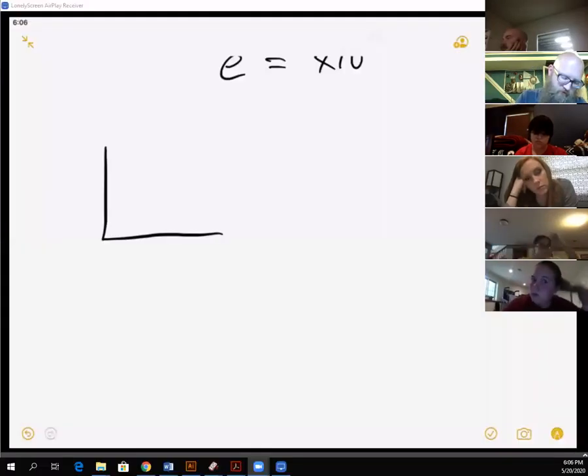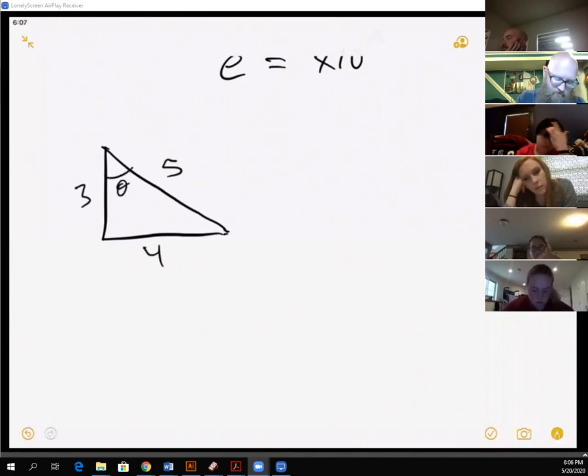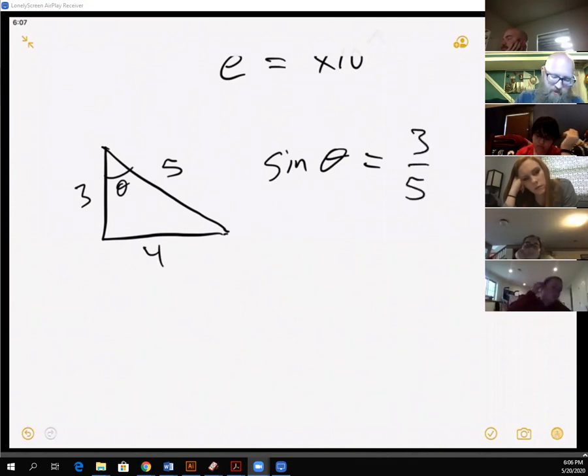When we say we've got a triangle, let's make it a 3, 4, 5 triangle, and I want to know this angle. I can do sine of theta. Sine is opposite over hypotenuse, so that's 3 over 5. To get to this theta, I need the arcsine. It's like an unsine. Does that make sense? To unsine, I do arcsine.